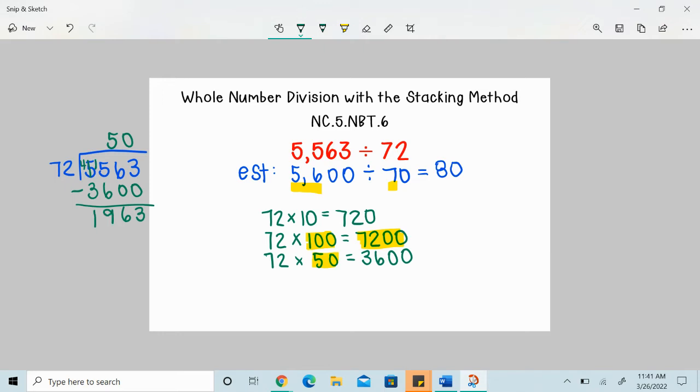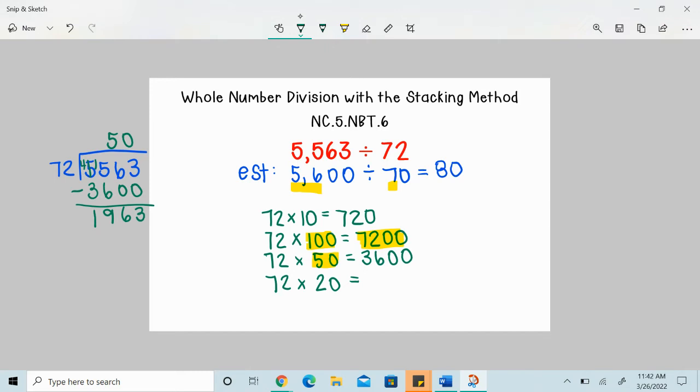And I will see that I have 1,963 left. Well, I know that 72 times 50 would be too large. So let's try maybe 72 times 20. I know 72 times 10 was 720, which I could do, but let's see what 72 times 20 would be.